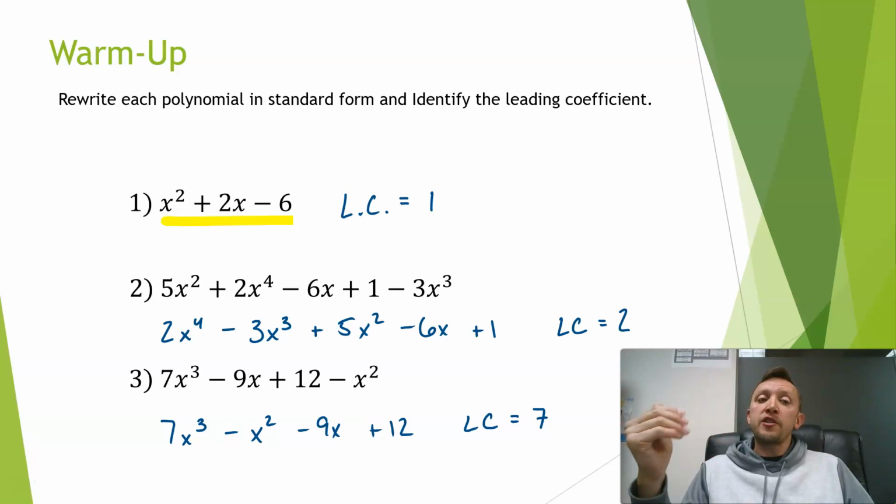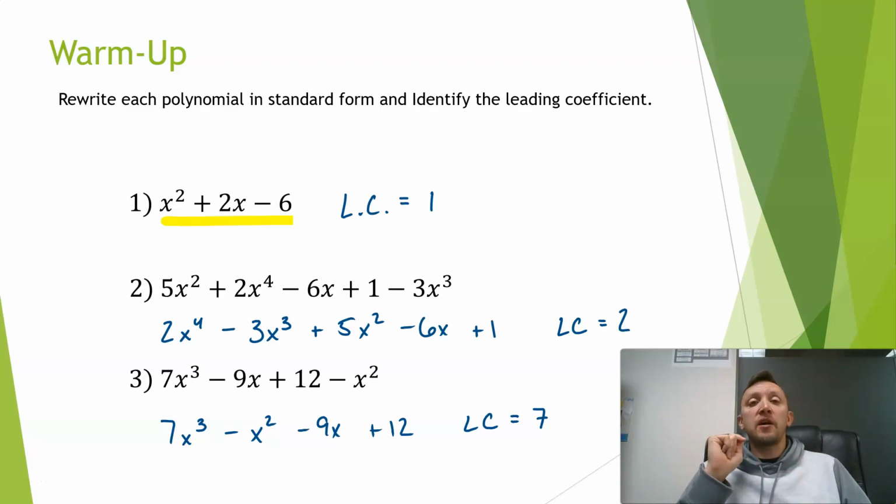But the leading coefficient for this would just be 1. Do not say x squared. Do not say 1x squared. A coefficient in and of itself is only a number, no variables. So do not include any variables when we ask for a leading coefficient. So the leading coefficient would just be 1.